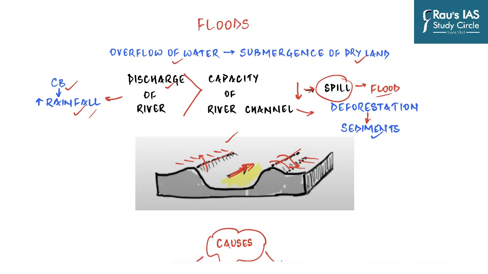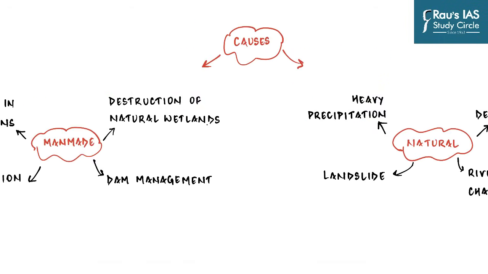But when you are appearing for the civil services mains examination, you cannot just leave a question on causes of flood to this particular diagram and this equation. You need to be very solid on the causes. And so the overall factors which actually cause flood can be distinguished on two main broad parameters. One is man-made causes and the second one is natural causes. And let us now discuss them one by one.